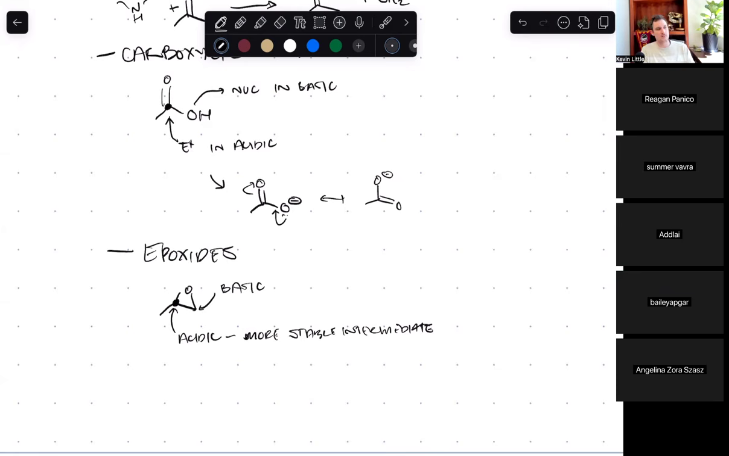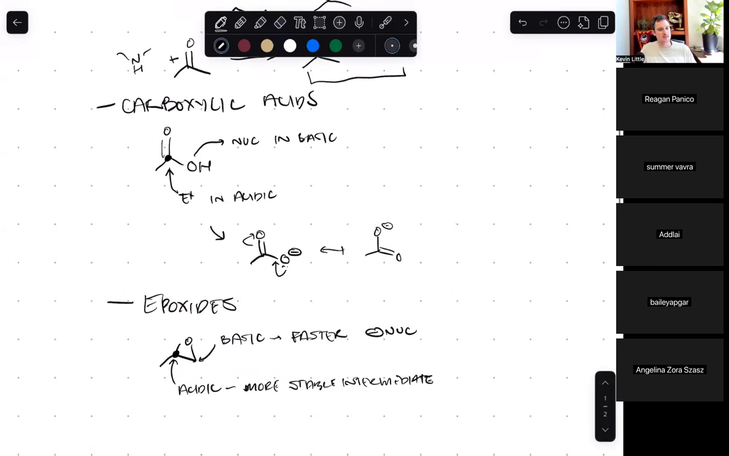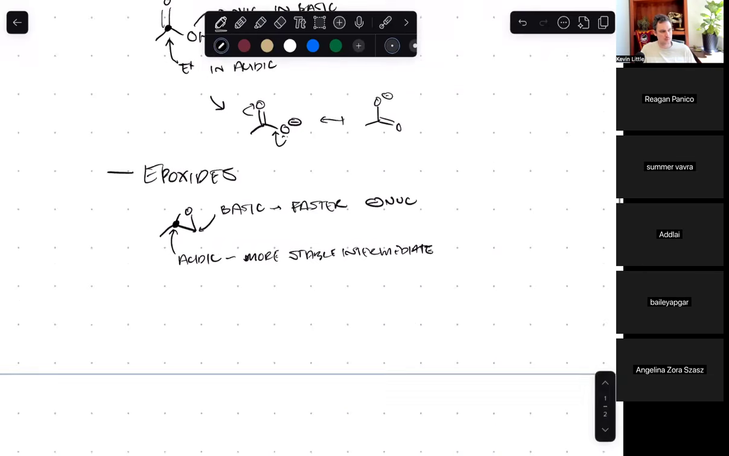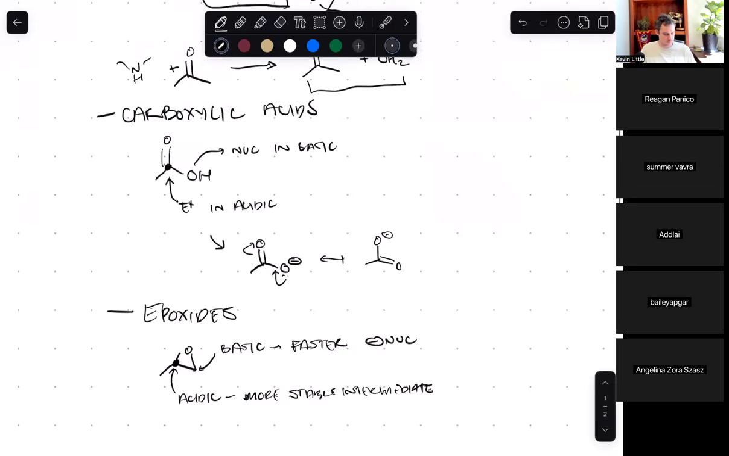In acidic reactions, we don't have a negative nucleophile sitting around generally. So you care about stability, where basic is faster, right? So in basic conditions, we have a negative nucleophile, and so we care about speed. It's going to attack the more accessible carbon. So carboxylic acids, epoxides, those are good.